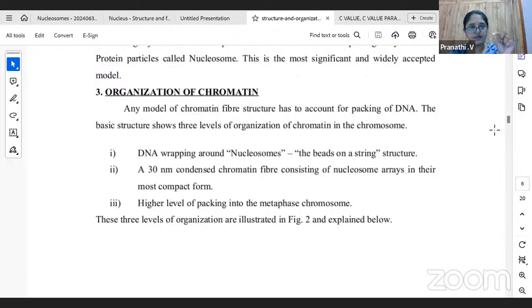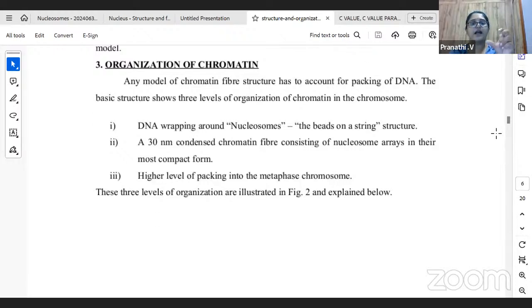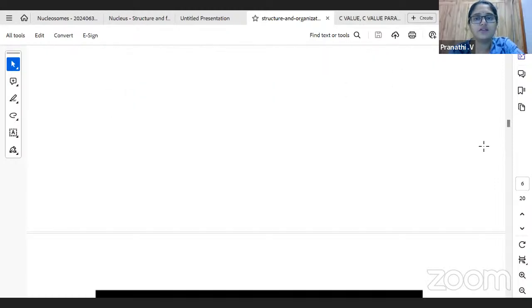A 30 nanometer condensation is taking place. And in mitosis or meiosis, you have a phase called metaphase in which there is a much more compact and higher degree of packaging of the same nucleosome. So it's in a threefold manner.